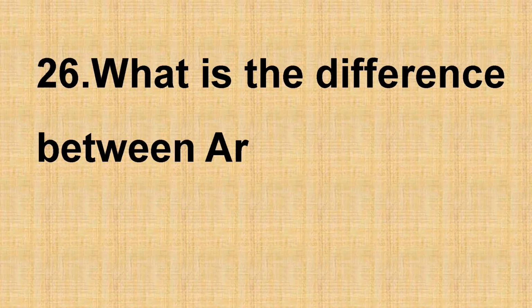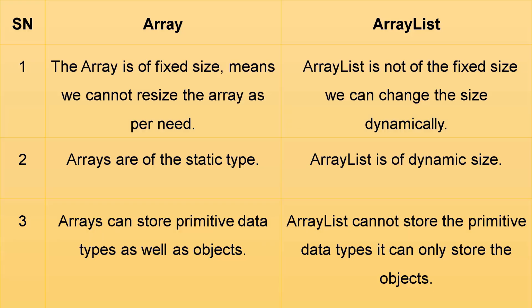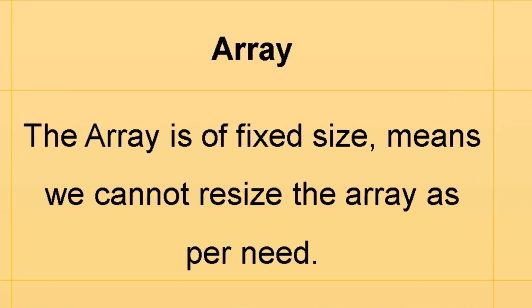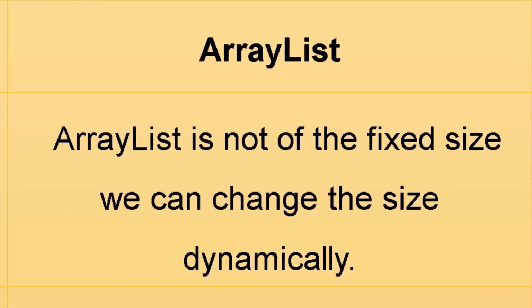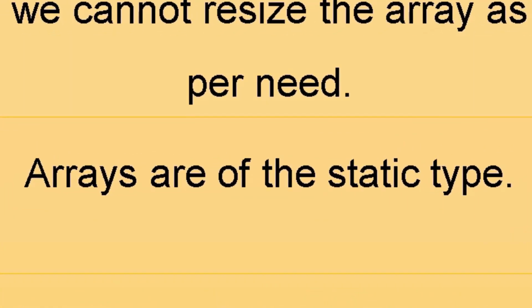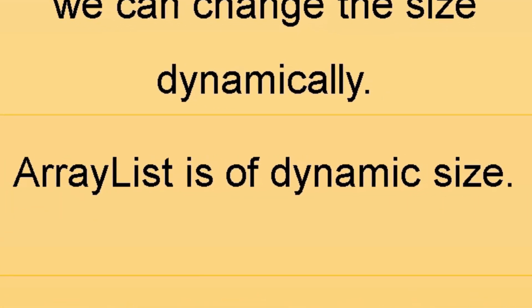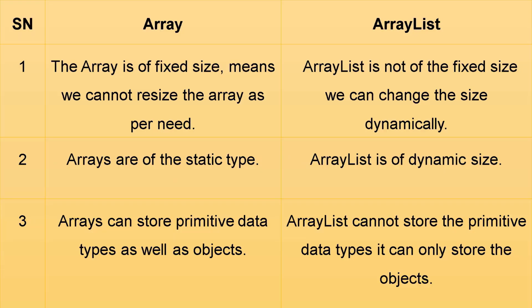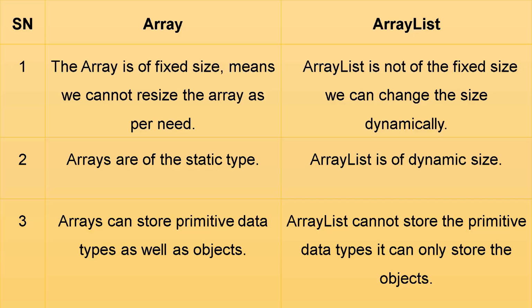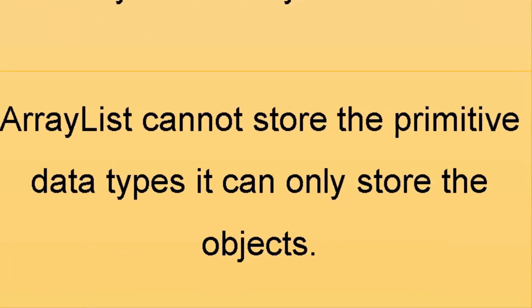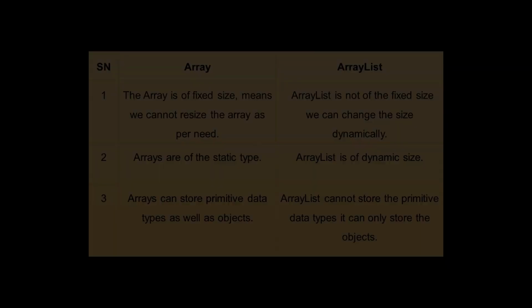What is the difference between array and ArrayList? Array: the array is of fixed size, meaning we cannot resize the array as per need. ArrayList: ArrayList is not of fixed size, we can change the size dynamically. Array: arrays are of the static type. ArrayList is of dynamic size. Array: arrays can store primitive data types as well as objects. ArrayList: ArrayList cannot store the primitive data types, it can only store the objects.